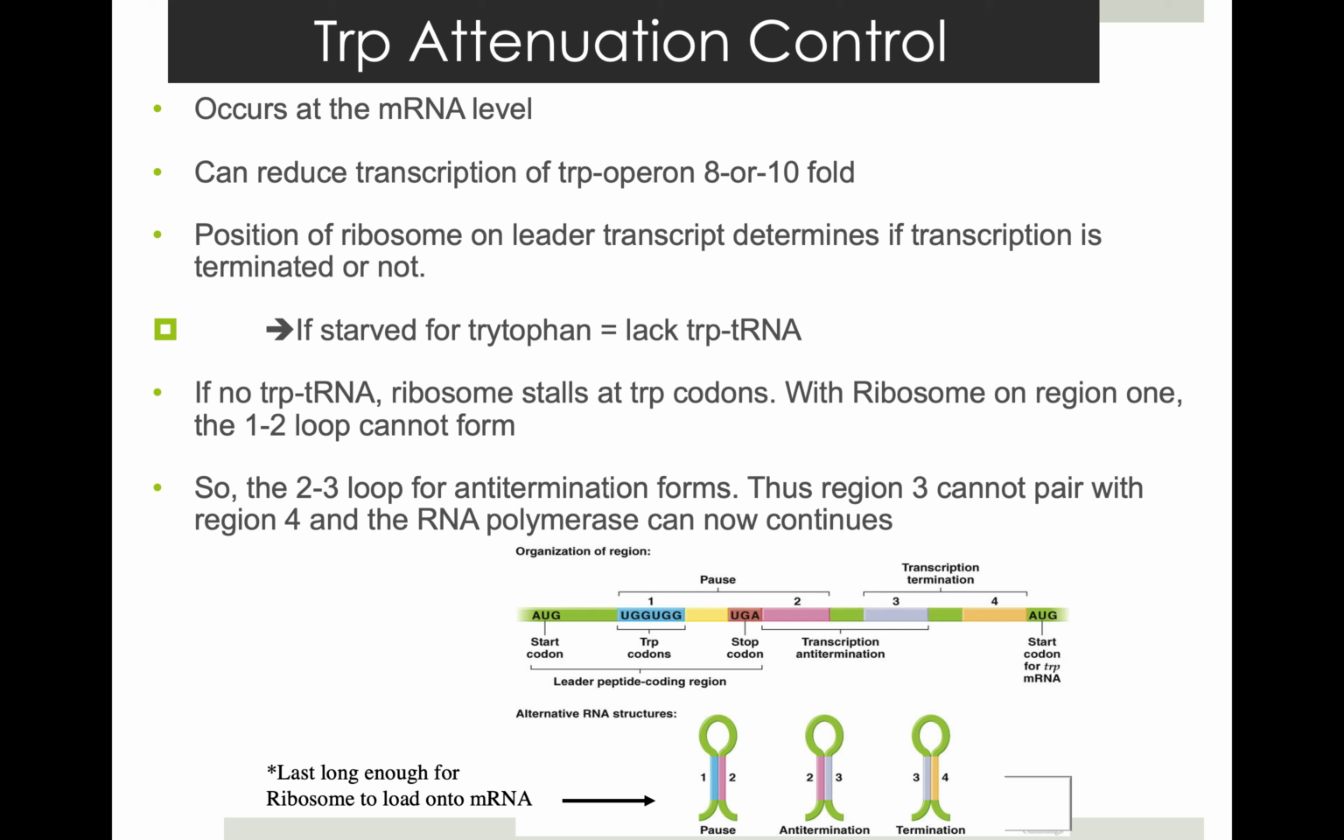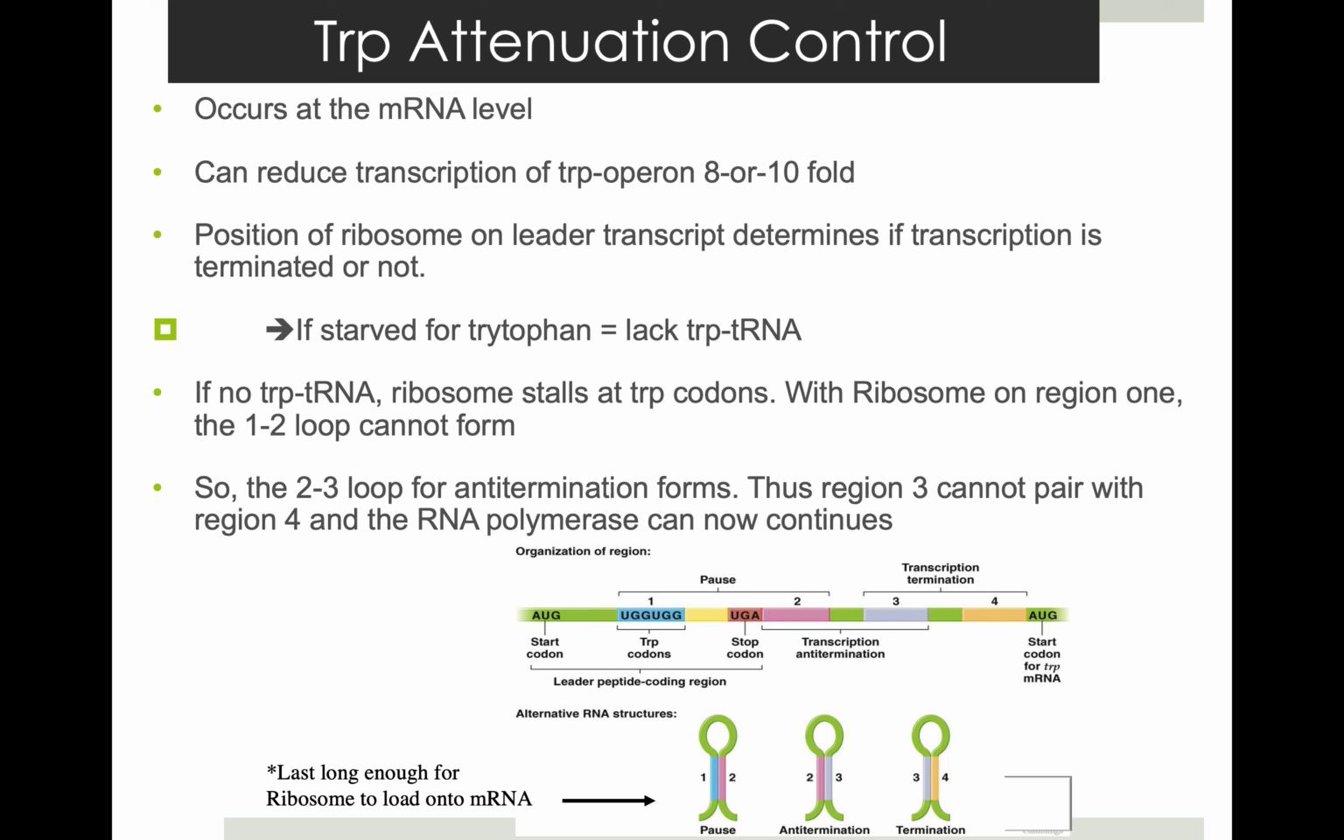Now, attenuation control occurs at the mRNA level, during the transcription of the structural genes. It can reduce transcription of the Trp operon around 8 to 10-fold. The position of the ribosome on the nascent transcript determines whether the transcription is going to be terminated or not. For example, if starved for tryptophan, it will lack the tRNA needed for tryptophan.